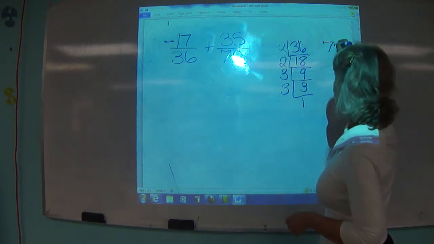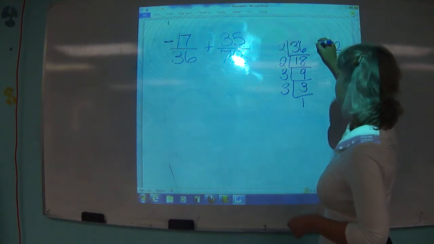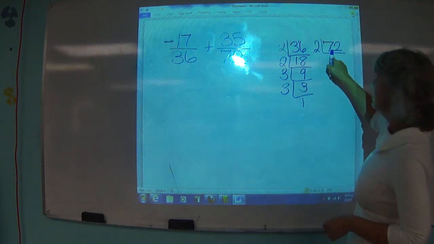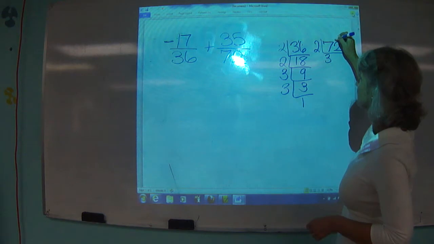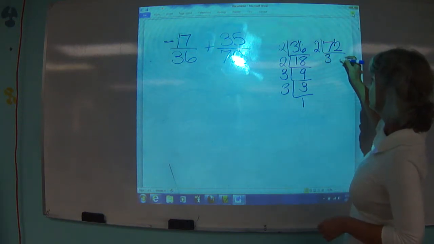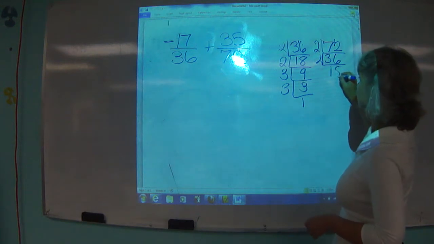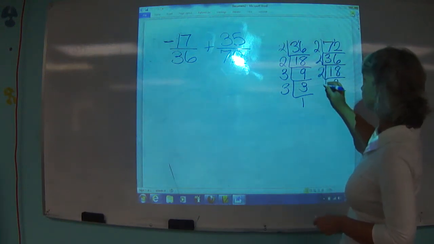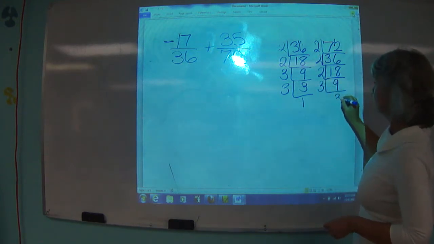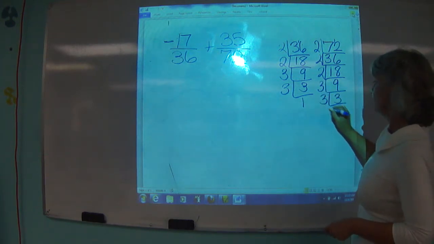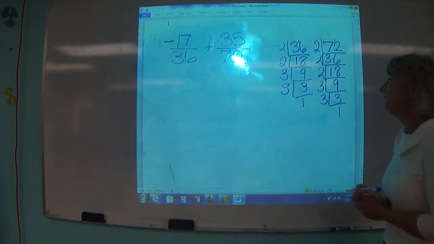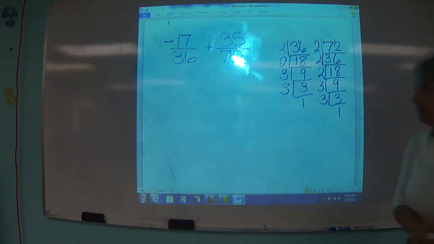I'm also going to factor 72. Again, 72 is an even number. 2 goes into 7 3 times with 1 left over. 2 goes into 12 6 times. Now I've got 36. Goes 18. 2 goes into 18 9. 3 goes into 9 3. 3 goes into 3 once. I now have both numbers factored.